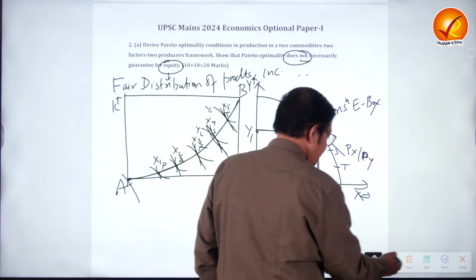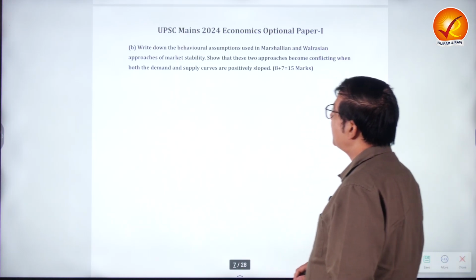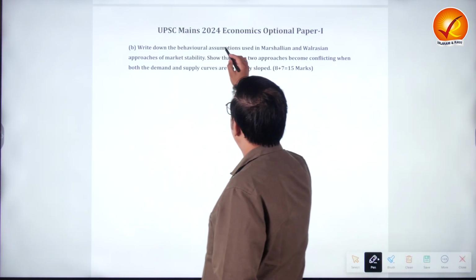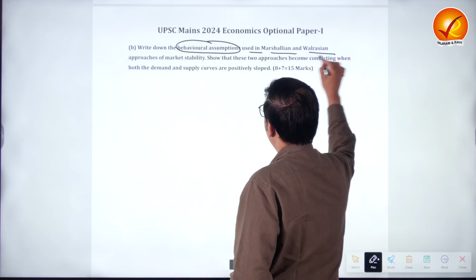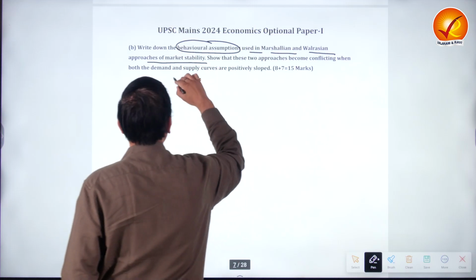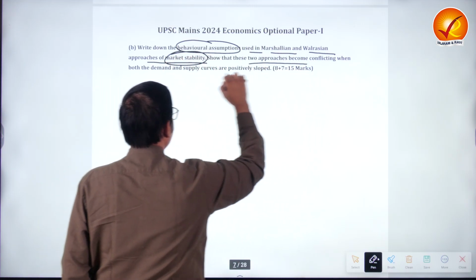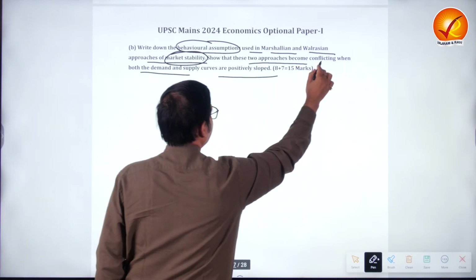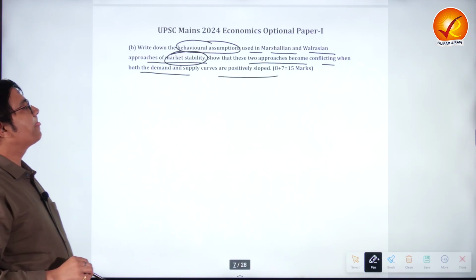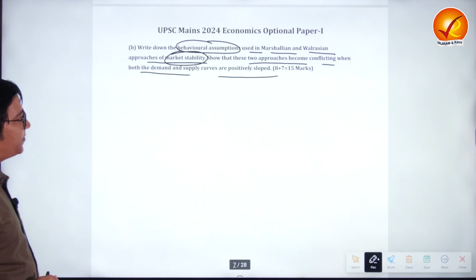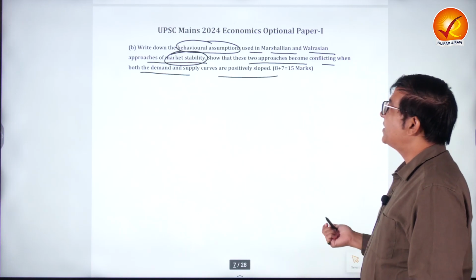Let's move to the next one, the B part, for 15 marks. Write down the behavioral assumptions used in Marshallian and Walrasian approaches of market stability. Show that the two approaches become conflicting when both demand and supply curves are positively sloped. Okay, the first part was talking about the behavioral assumptions. How are they different?